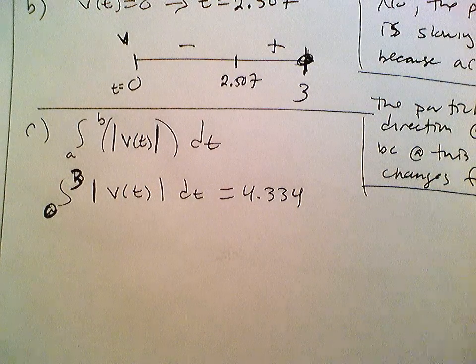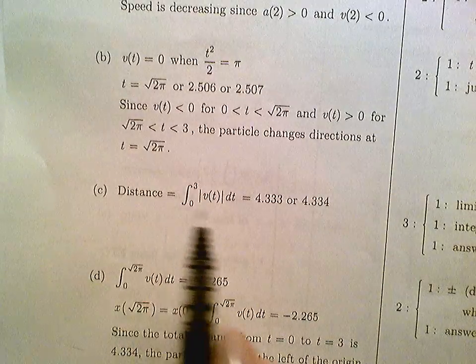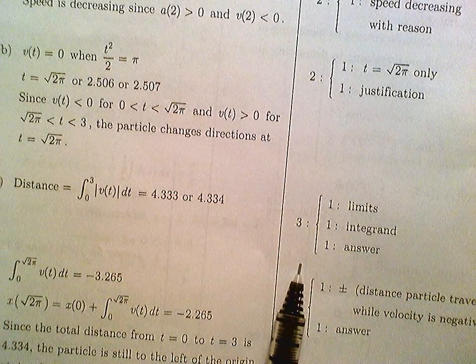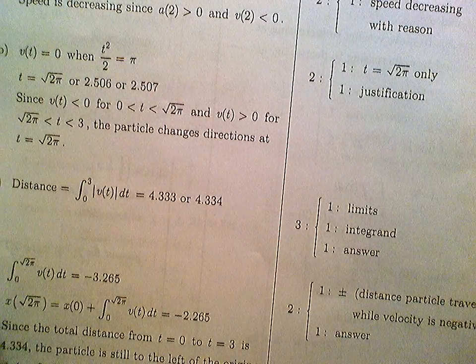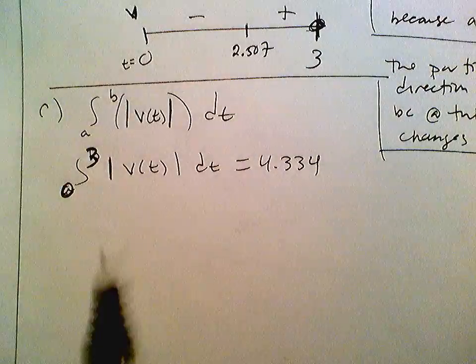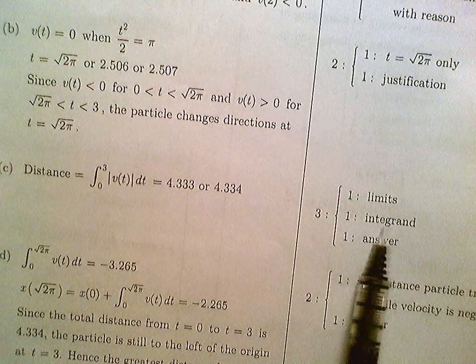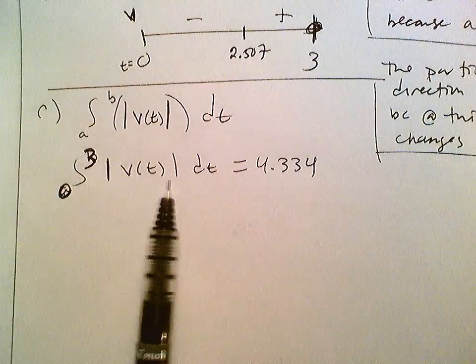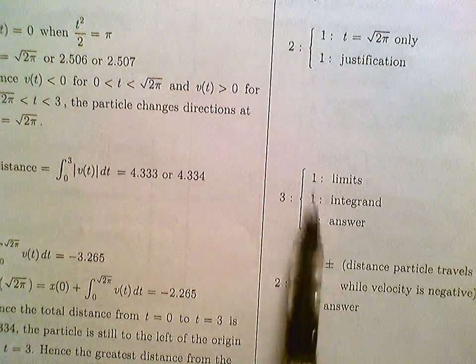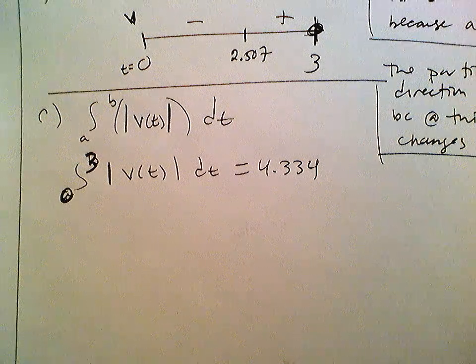But interestingly, I feel like this was the shortest part. So you needed to say this, and then this is a 3-point part. Even if this was all you knew how to do, you'd get 3 points right here. We have the limits of integration, 0 and 3. We have the integrand, which is the input of the integral, the absolute value of velocity. And then you get a point for the answer. So if you didn't do the other two, but just said the answer, you'd get at least 1 point.